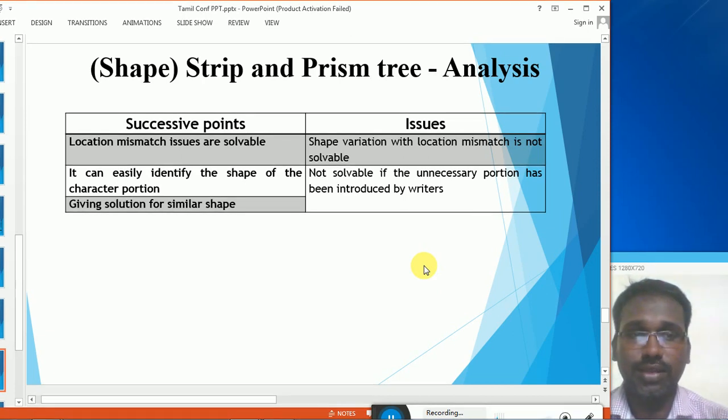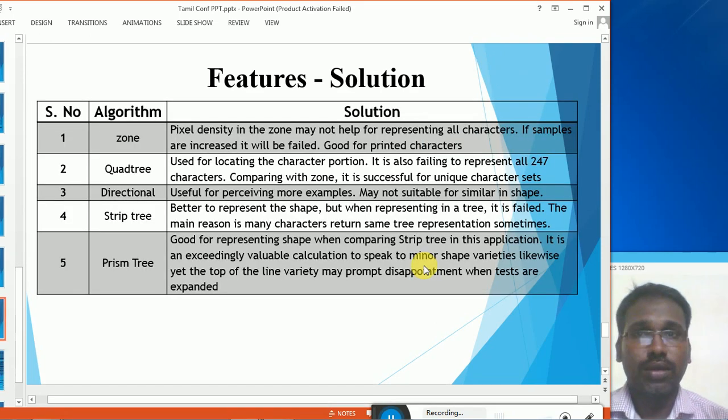For example, it cannot identify a line, because we cannot form a triangle or rectangle from a line. We'll get only the root node. The final solution is zone. We implemented five types of algorithms: zone, quad tree, directional, strip tree, and prism tree.